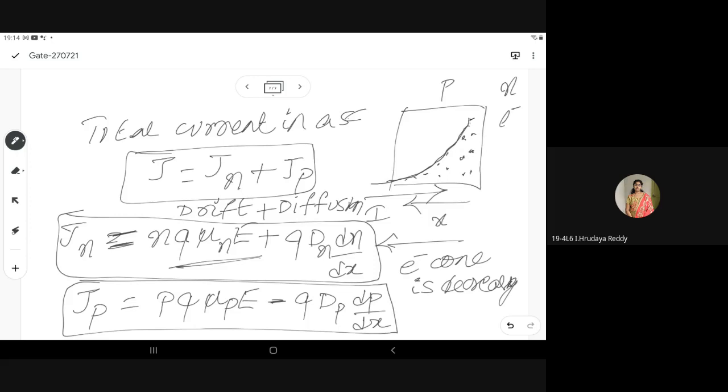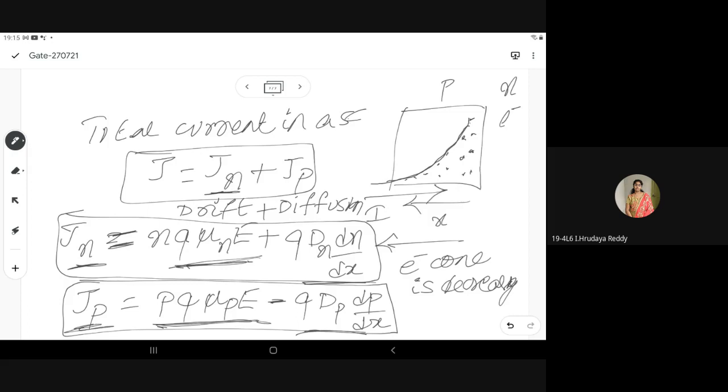So how did we get this formula? Jn represents the drift current due to electrons as well as the diffusion current due to electrons. Jp represents the drift current due to holes as well as the diffusion current due to holes. Is it clear? Yes, sir. So then what about the conductor?